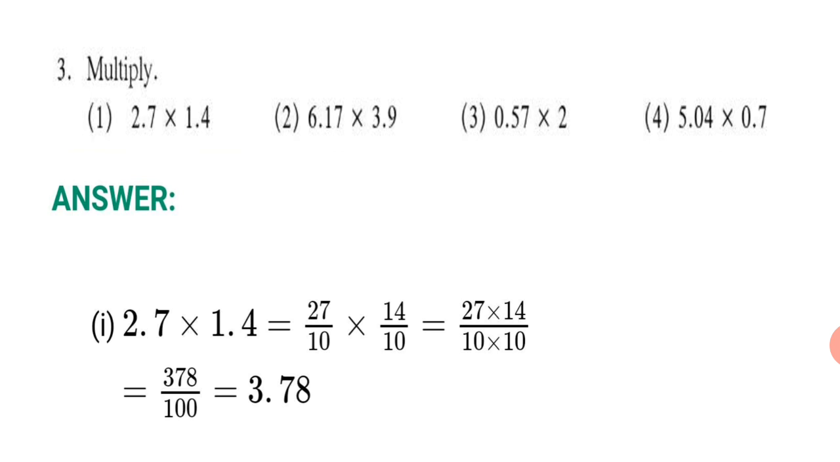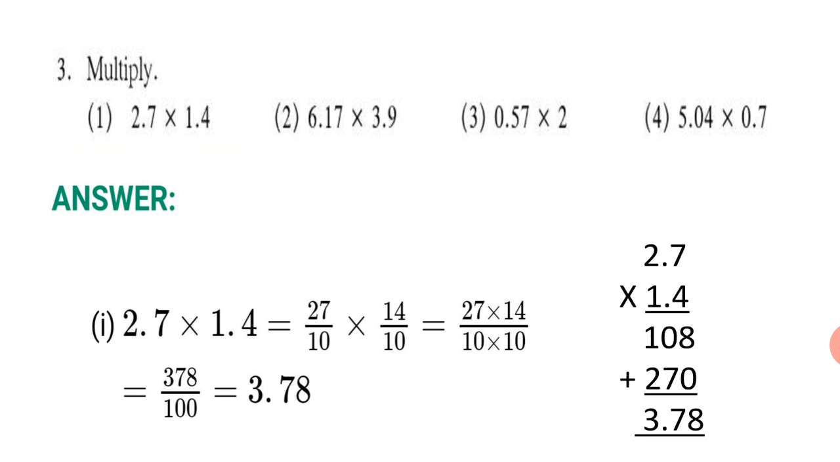So those who want to follow the second method, I have done this first sum using both the methods. Let's have a look at the second method. 2.7 into 1.4. Ignore the decimal points, multiply as it is. 4 sevens are 28. 8 you write, 2 keep in mind. 4 twos are 8 plus 2 which was carried over, 10. Next 0 we take, then 7 ones are 7, 2 ones are 2. 108 plus 270 gives you 378.